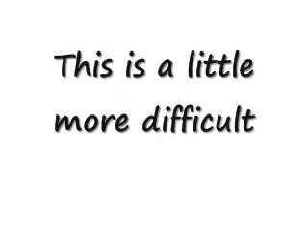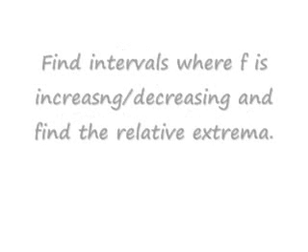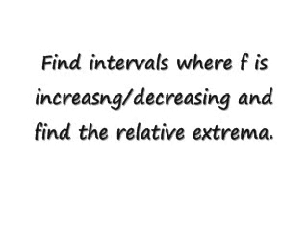Alright, let's try another one now. This one's a little harder than the other one, but still pretty easy. Let f of x equal x to the 5th minus 5x all over 5. Do the same directions as you did for the last one by finding the intervals where f is increasing and f is decreasing, as well as finding the relative extrema. Please pause the video and try the problem by yourself.